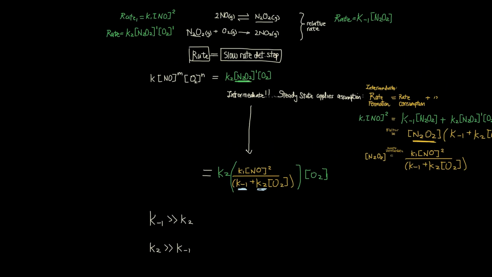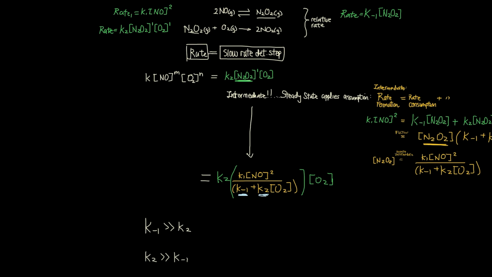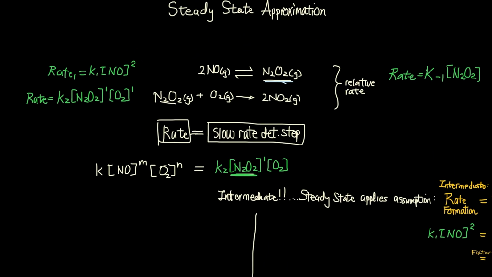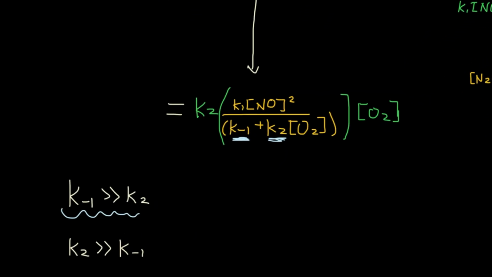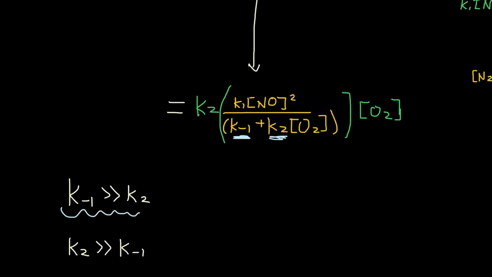Well, in the scenario you're given, whatever the question may be, if you get the implication that the rate of the reverse direction of the first elementary step is greater than the rate of consumption of the second elementary step, so to rephrase, if N2O2 is consumed faster in rate 1 than it is consumed in rate 2, then we could combine K2 and K -1 into one K.